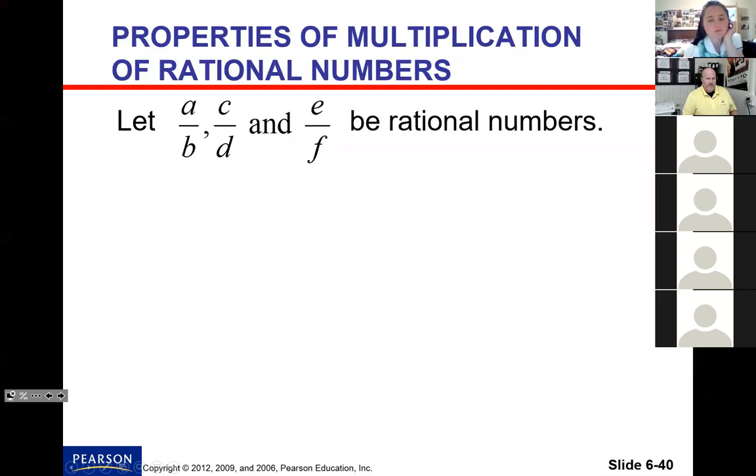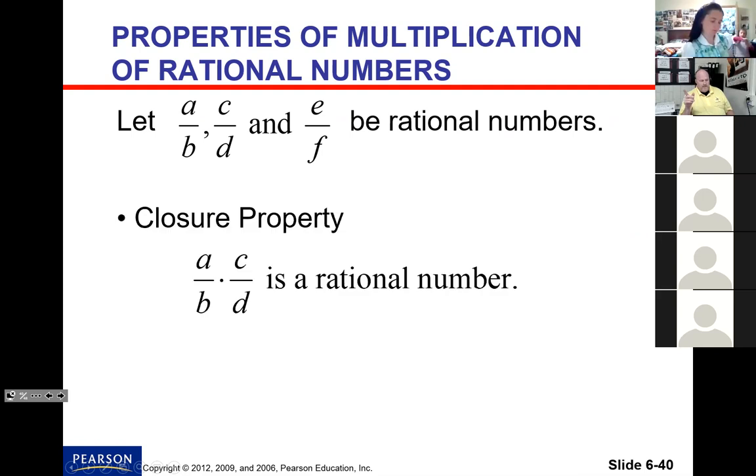Okay, so what we got here is properties of multiplication. So we have our 3 rational numbers, A over B, C over D, E over F. First one is closure property. Closure property is if you have a rational and you multiply it by a rational, guess what you end up with? A rational. That's the same closure property for all of them. It doesn't change, right?